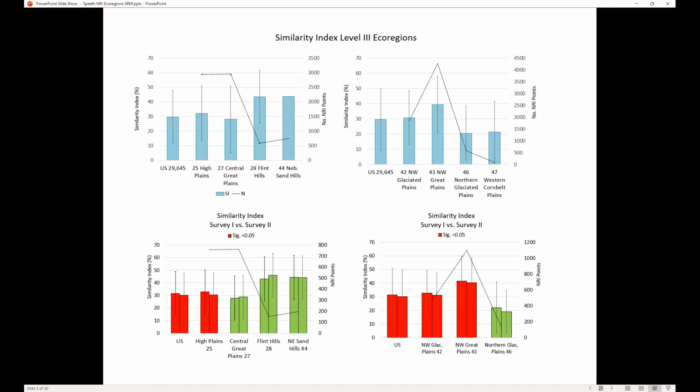And then we move up further north toward North and South Dakota, eastern Montana, Nebraska, and there's some of the results there.